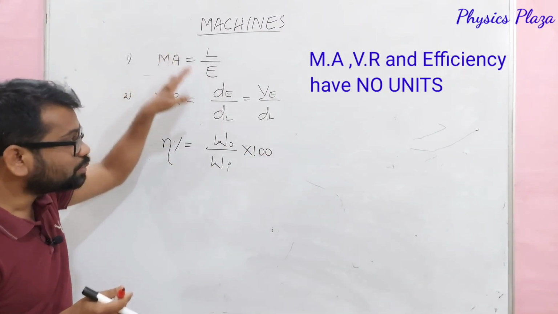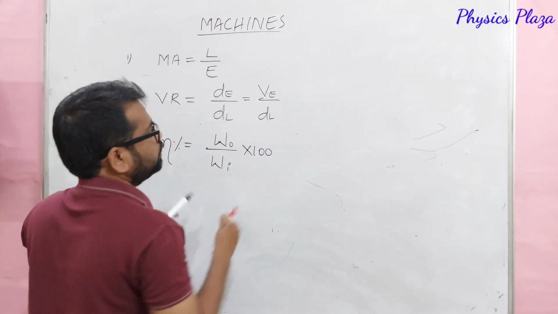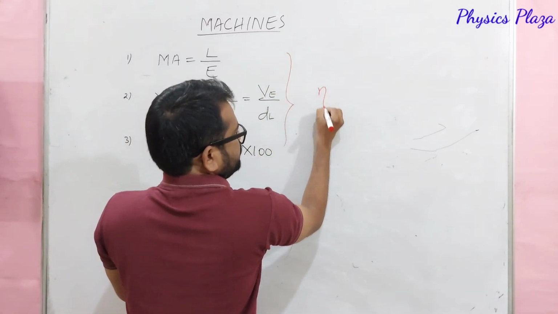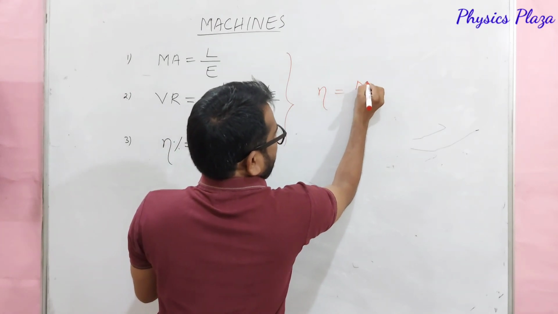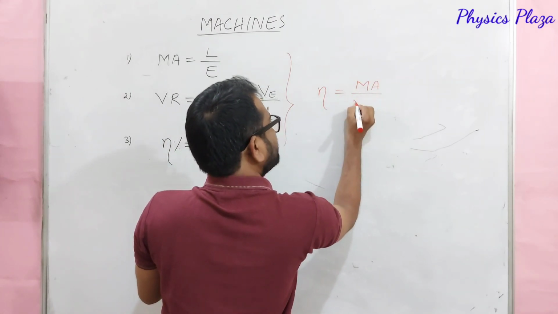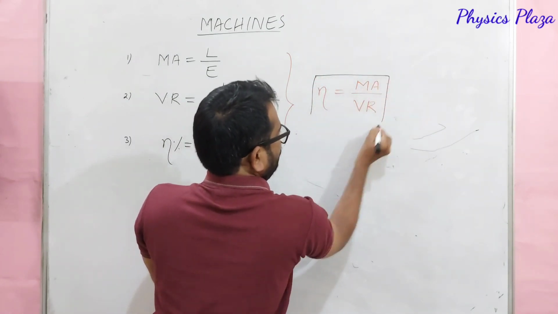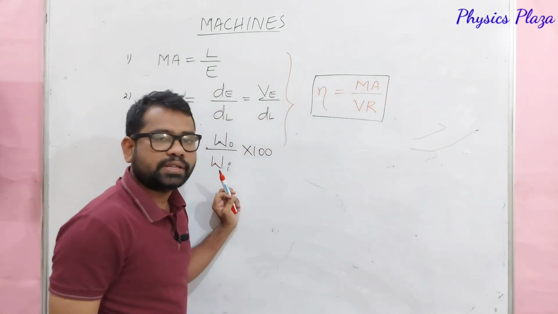Children, but how these three terms are related is very important. Look here, these three terms are related like this. Efficiency is equal to mechanical advantage by velocity ratio.